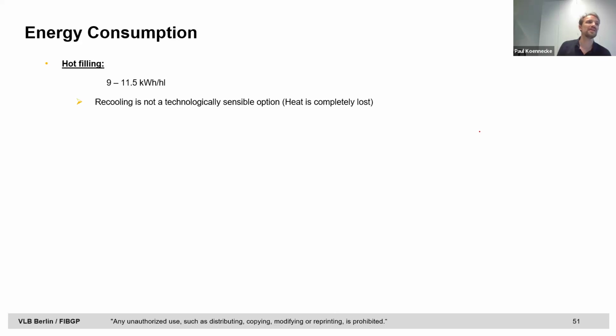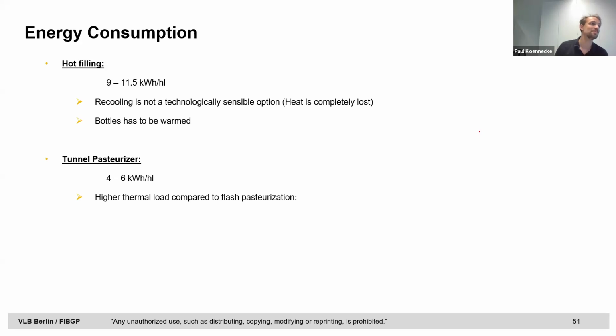Recooling is not really possible, so the heat from your flash pasteurization is completely lost. And this is something you really want to avoid in a brewery, where you still have very high energy costs. The bottles have to be warmed, which also requires energy. So even a tunnel pasteurizer is way better, especially when the heat recuperation in the tunnel pasteurizer is working well. But you will have a higher thermal load compared to flash pasteurization.